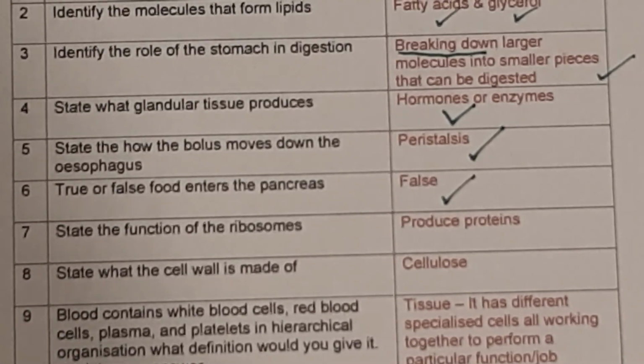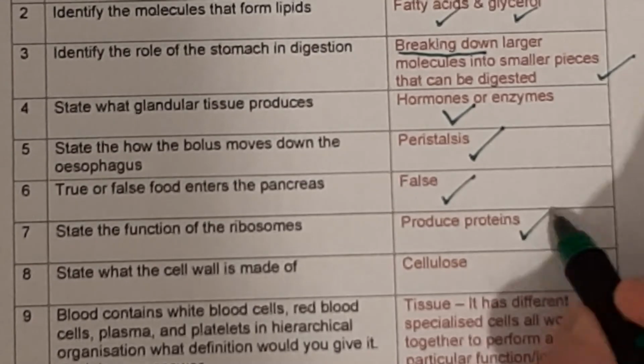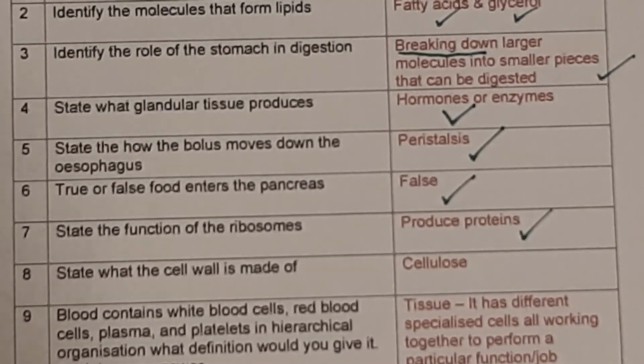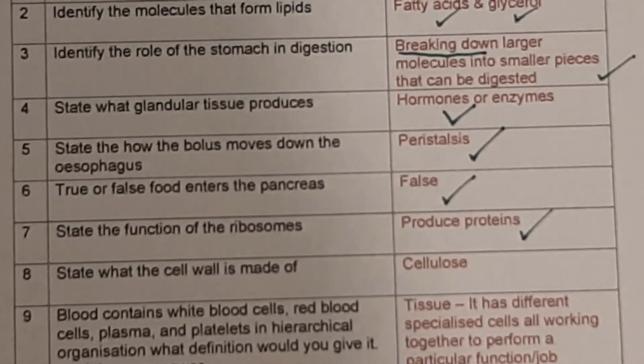Question 7. State the function of ribosomes. Well, ribosomes produce proteins. This isn't something that we have done this lesson. This is from a previous topic, but you do need to know that ribosomes produce proteins. They take those amino acids that we've absorbed and digested, and they connect them to each other, they string them together to make proteins. It's essentially digestion in reverse.